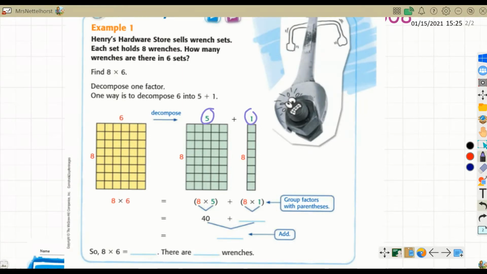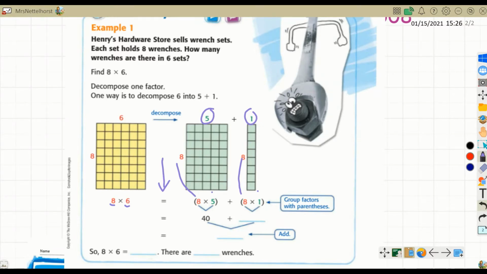So we have 8 times 6 right here for this array. Now remember, the equal sign means is the same as. It doesn't mean here comes the answer. So 8 times 6 is the same as saying 8 times 5 plus 8 times 1. Notice that these 8s right here stayed the same because the number of rows stayed the same. We just decomposed 6 into 5 and 1. So 5 and 1 are right here. You group those factors with parentheses. Keep them together because that tells your brain those are part of the same array.